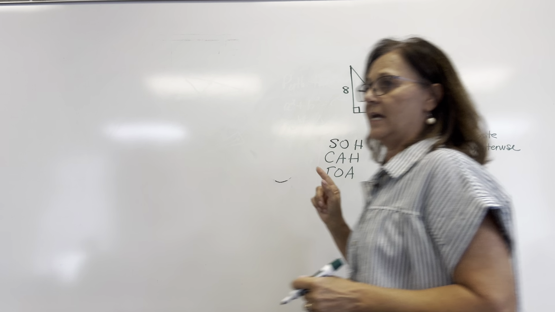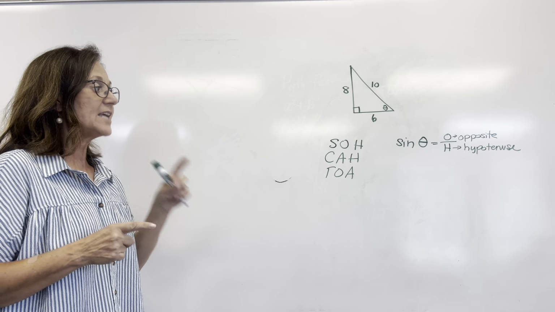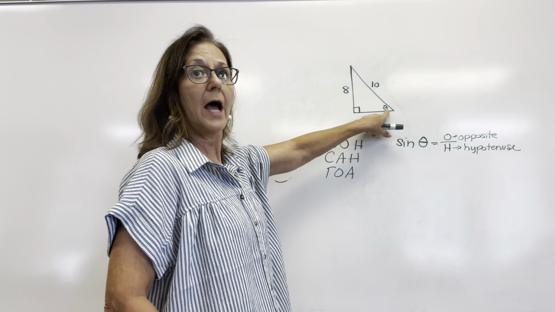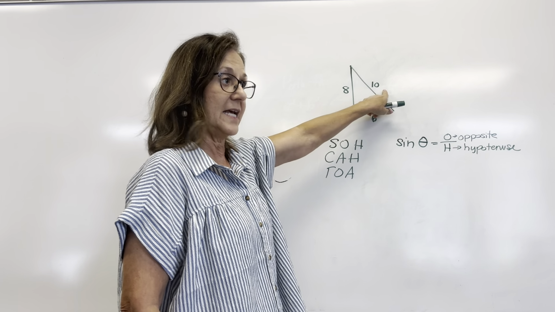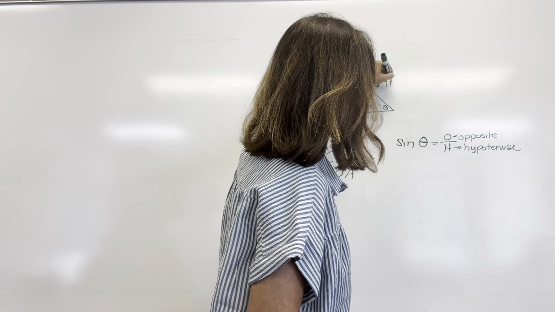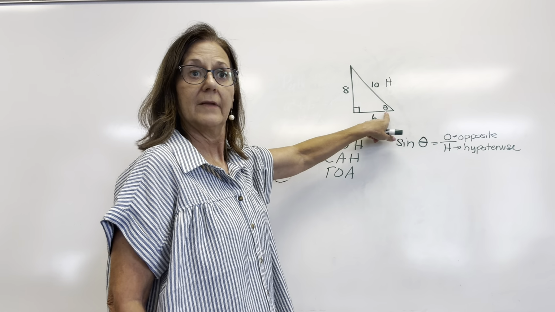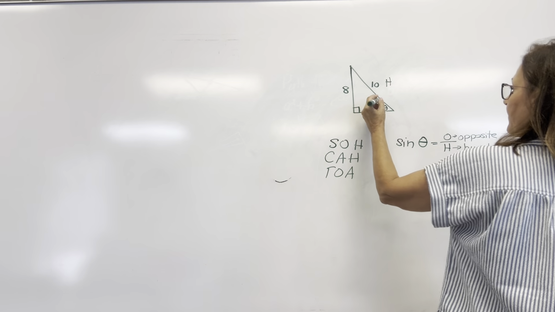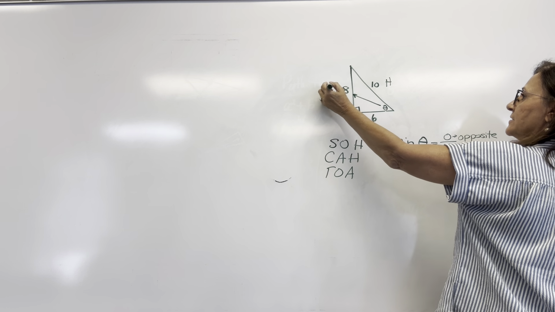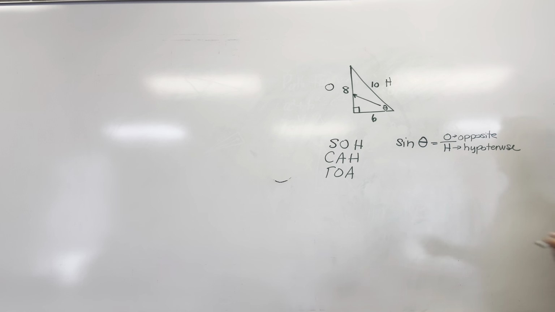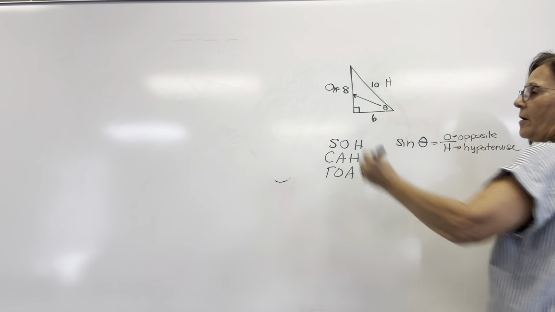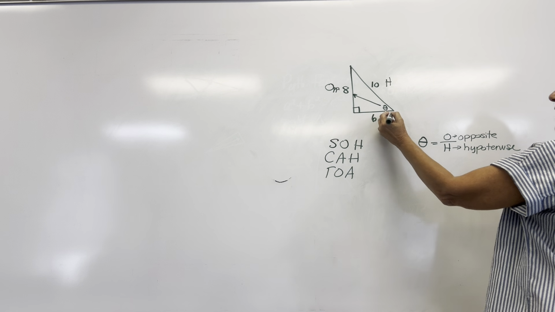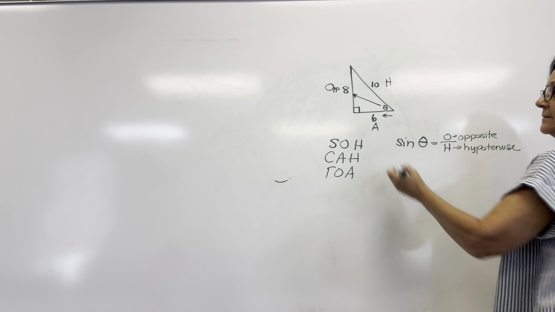And O represents the opposite side of theta. So look at theta. There's only one hypotenuse, and it's 10. So 10 is H. The opposite side goes from the angle to the opposite side. So that is the O. I'm going to put O-P-P for opposite, but it's the O. The adjacent side is the 6. It's the adjacent side.